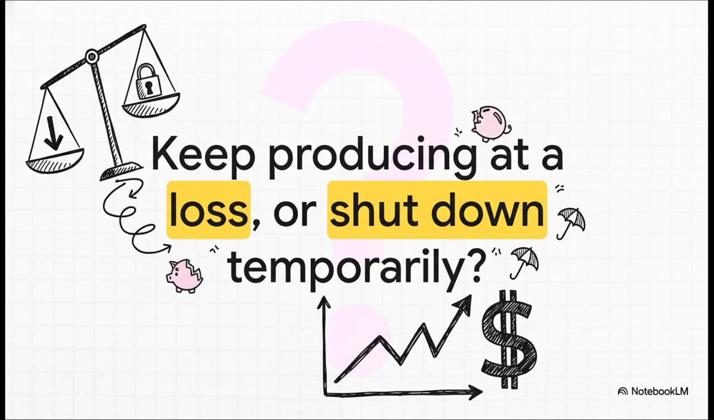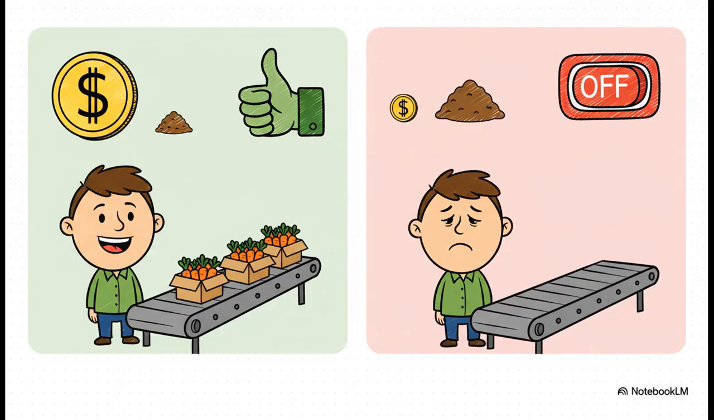Does she tough it out, or does she shut down the farm for a while? Well, it all depends on the price. The key here is to split her costs into two different buckets. You've got your fixed costs. That's stuff like her farm loan or rent. She has to pay those no matter what, even if she doesn't grow a single carrot.